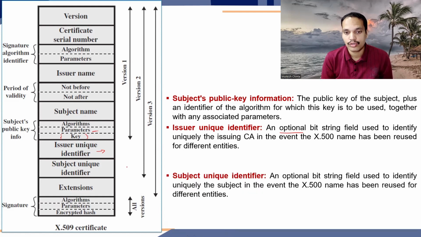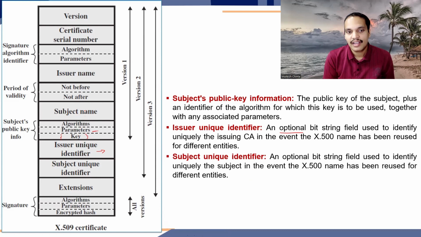Similarly, the next field is used in case the subject name is not unique. If I want to specify uniquely the subject's name for which this certificate is issued, this field is used. These are the two fields that were added in version 2. These two fields are very rarely used. They're not used that much. They are just in case, used only to provide an unambiguous answer to the question of the uniqueness of the issuer and the uniqueness of the subject name.